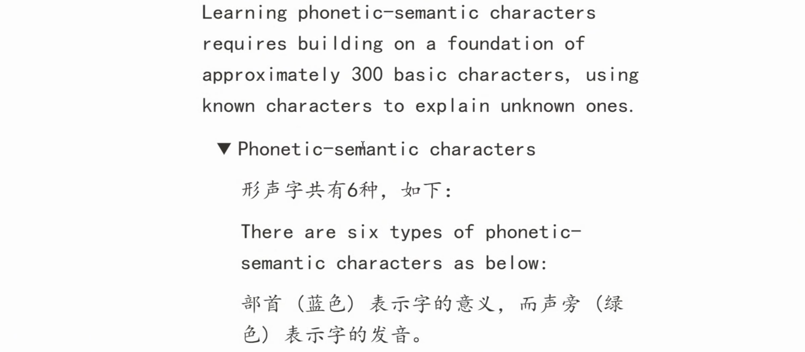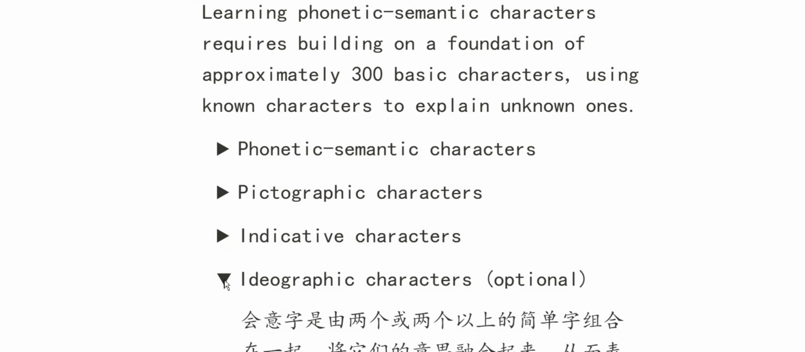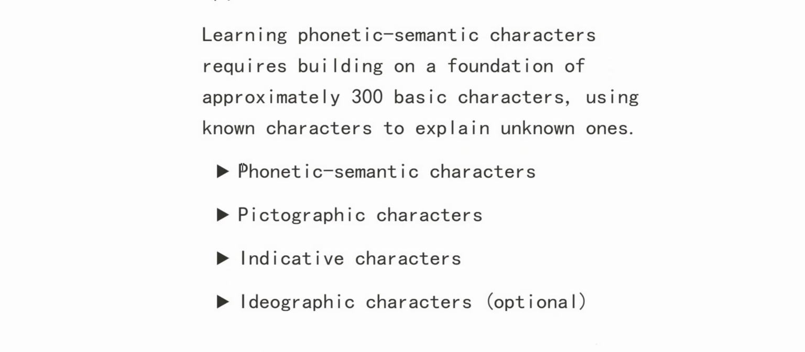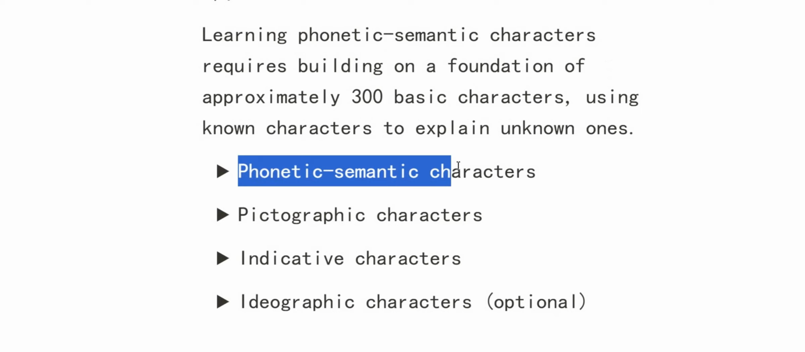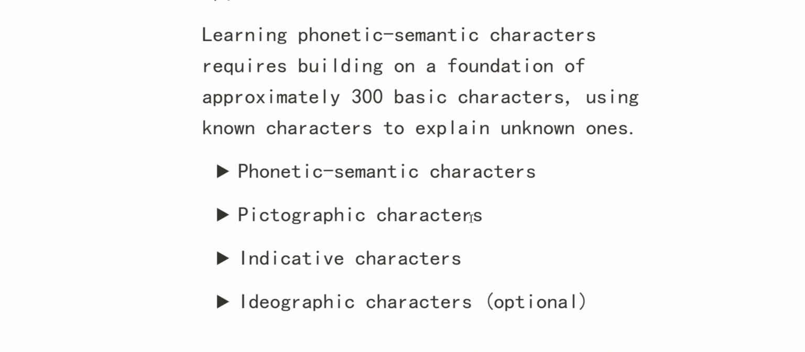So next, let's have a look at each type of characters. So there are four methods. The first one is phonetic semantic characters. The second one, pictographic characters. The third one, indicative characters. The fourth one, ideographic or associative characters. So let's move on to the first type of characters.